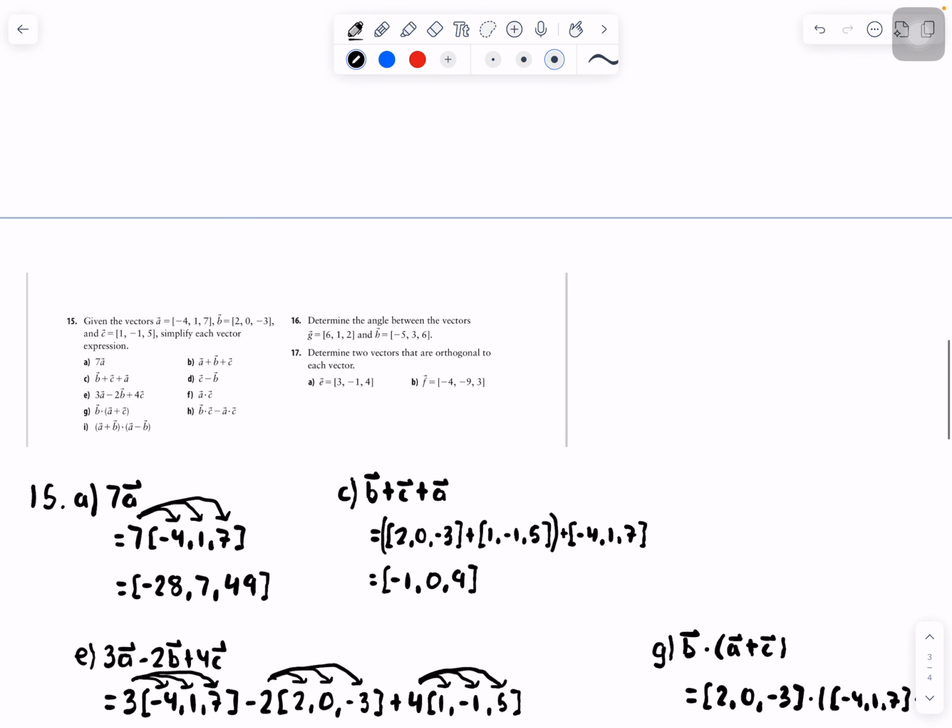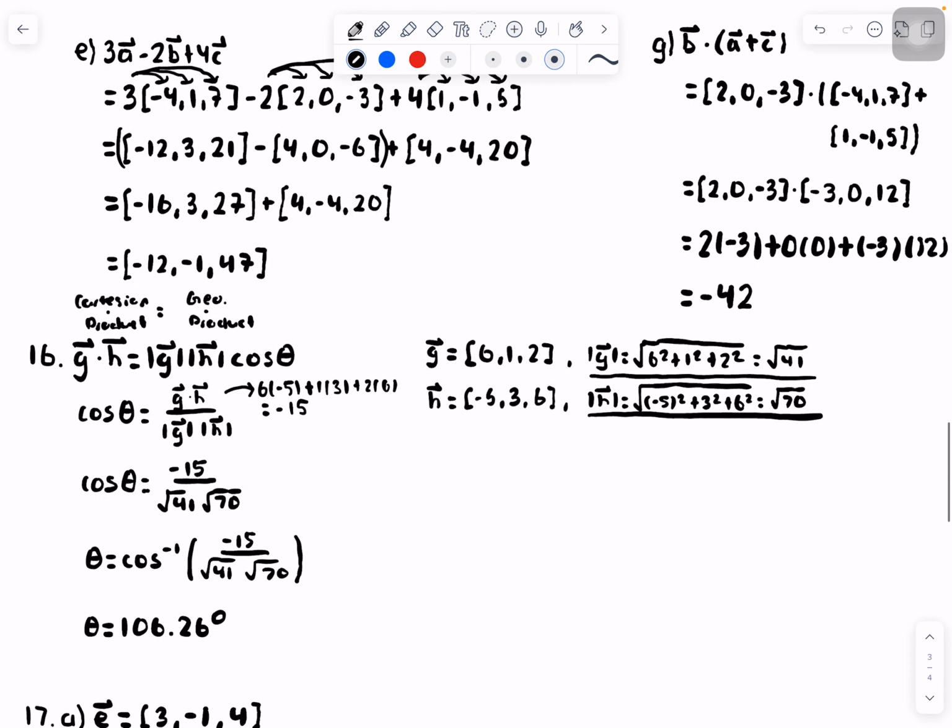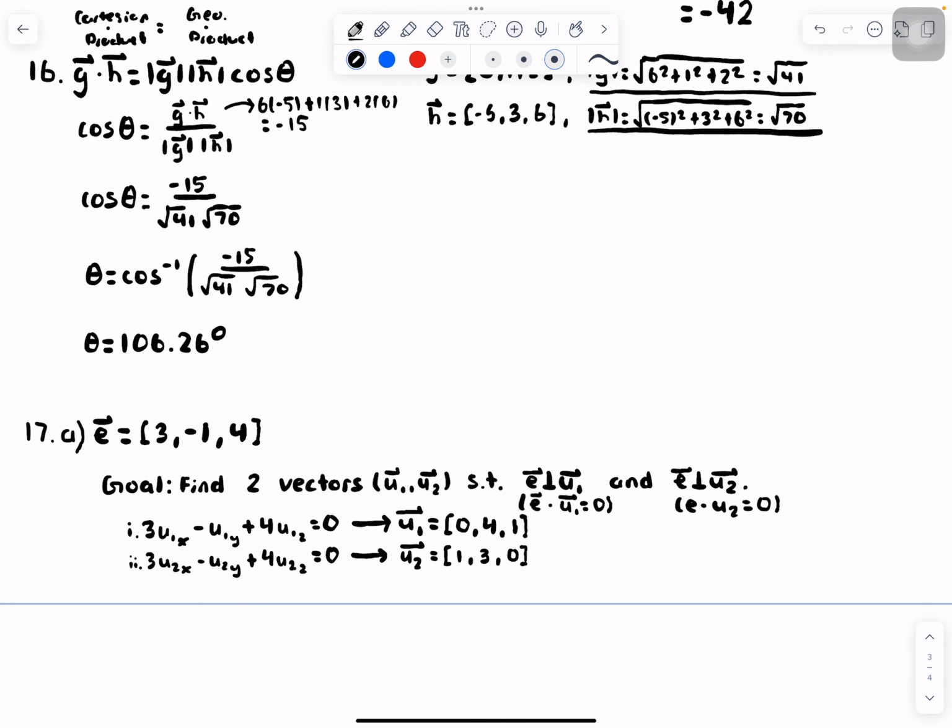So it's asking us to determine two vectors that are orthogonal to each vector. So I'm only doing part A. So we have E equals 3, negative 1, 4. And the goal is find two vectors, which I'm calling U1 and U2, such that E is perpendicular to U1 and E is perpendicular to U2. That's what the question is asking.